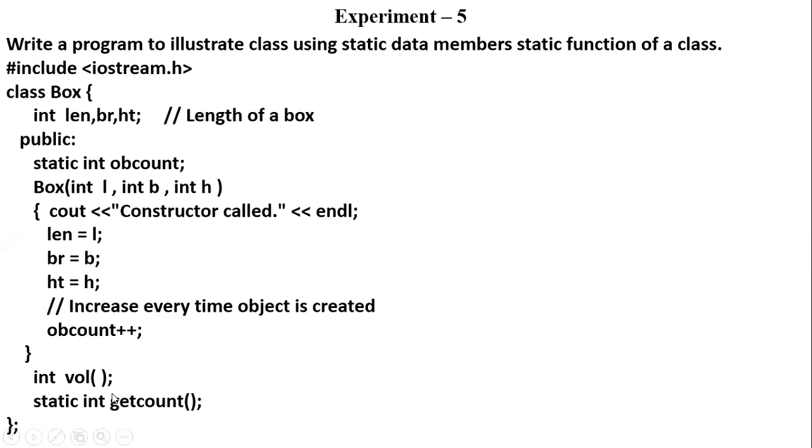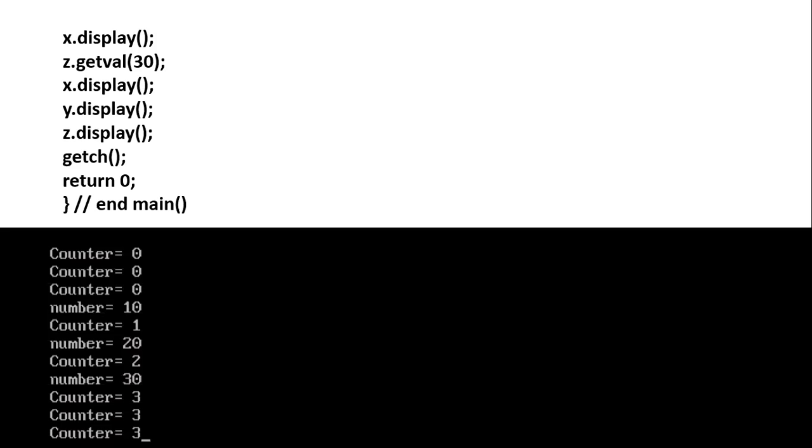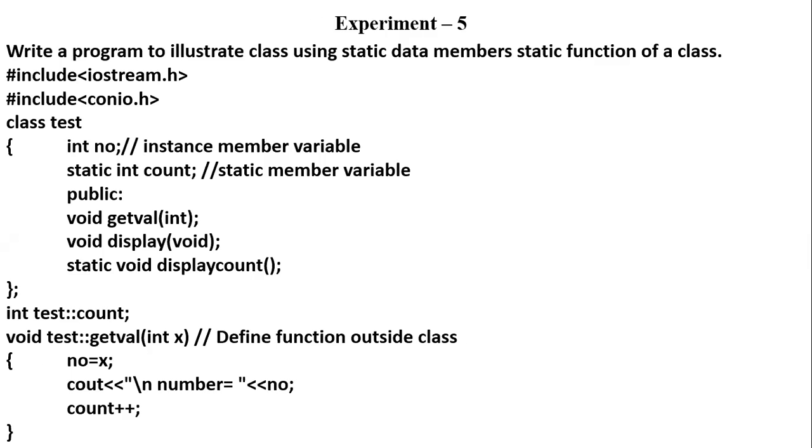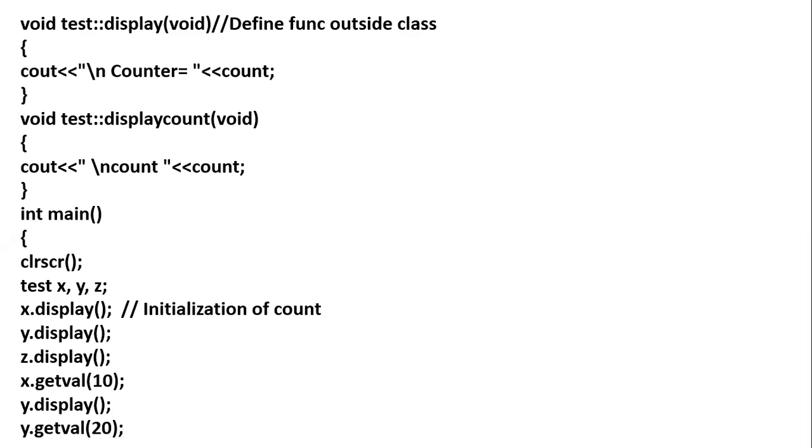I think you understood the static member function and static member variable of the class, and what their role is. One thing you should always remember is that you have to initialize the count variable outside the class like this, and you can use this count variable in normal functions as well as in the static function. Whenever you want to use static functions, you need not make an object of the class.